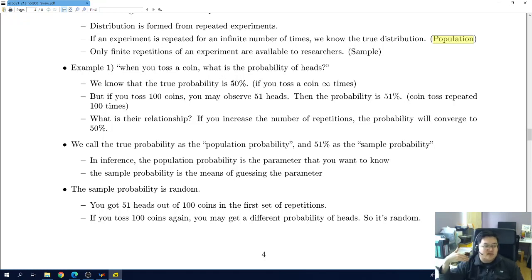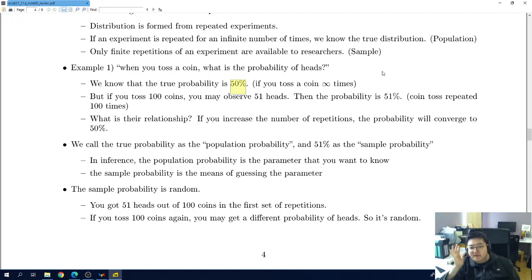But on the other hand, that's not possible. If you could toss a coin 100 times, then your observation may not be 50%. For example, 51 is also very likely. 51 heads out of 100 tosses is very likely. That's only one coin of error, a likely 1% error, and the probability you got is 51%. This is the sample probability, and this is the population probability.